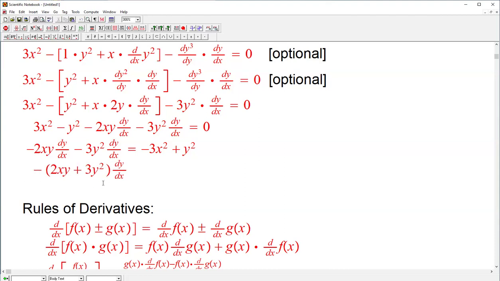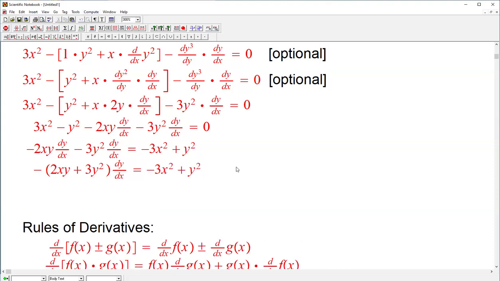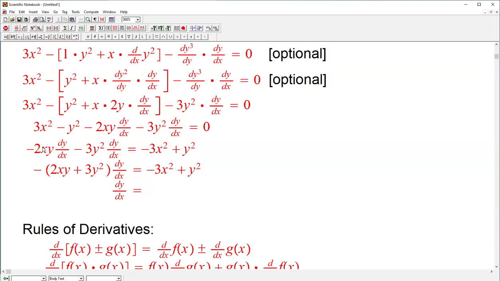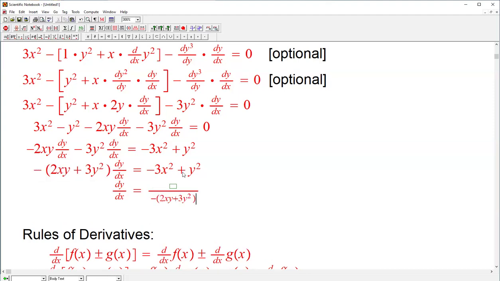On the other side, of course, we're going to copy the right-hand side. To finish this question, we're going to divide both sides by negative of the parentheses. So the result will be dy dx, we're almost there, equals to... dividing both sides by negative of the parentheses. So we have something like this, and on the top, that.